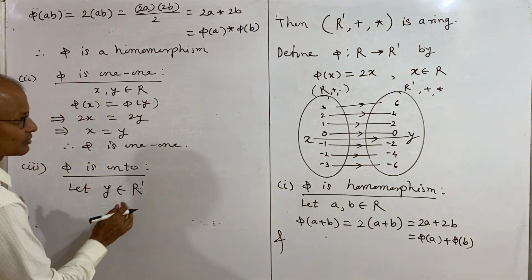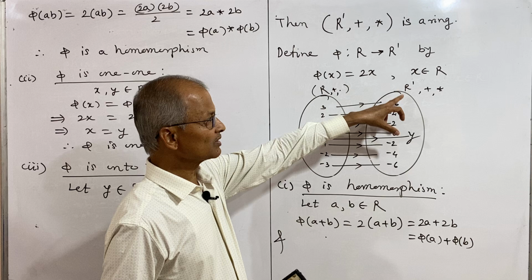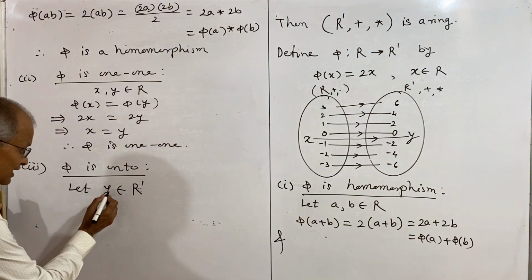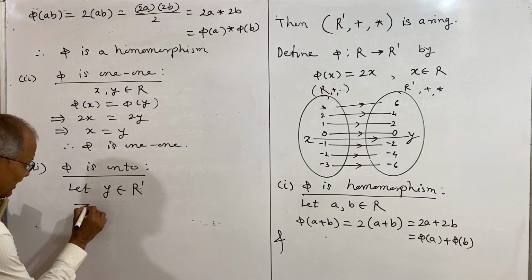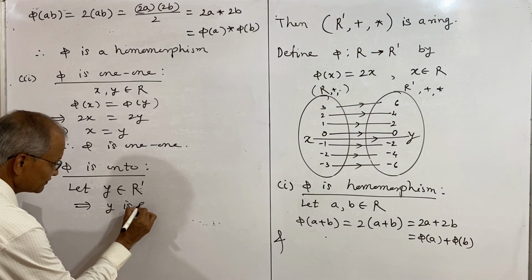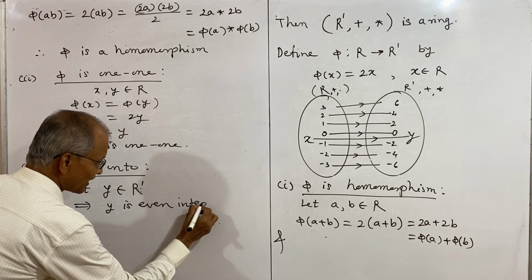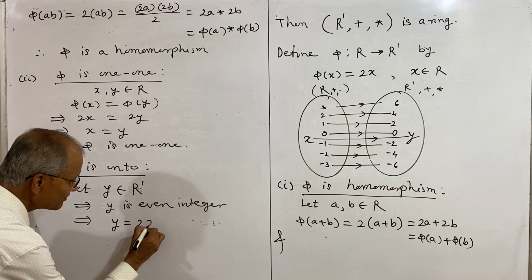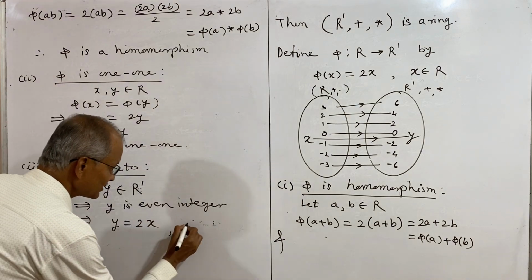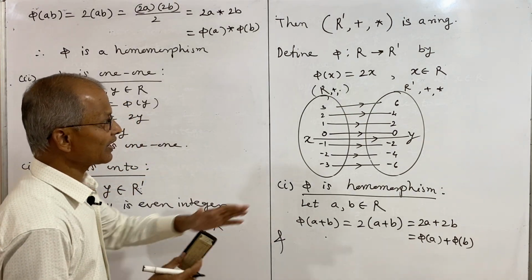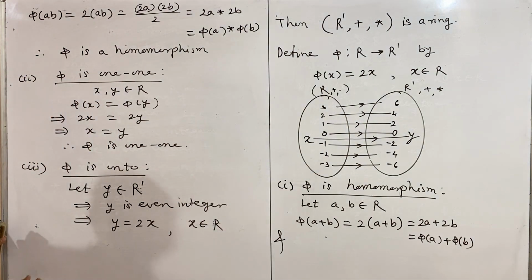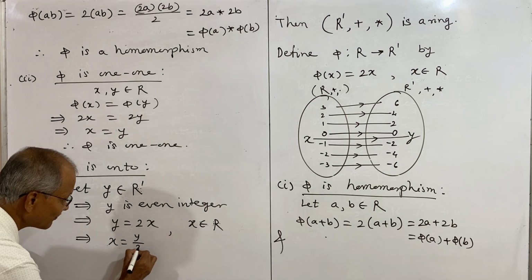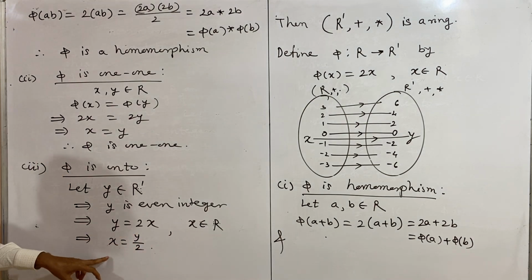So let y belongs to R dash, and what is R dash? R dash is the set of even integers. So therefore y is an even integer, and every even integer can be written as 2 times an integer x. And what is x? x is an integer, x belongs to R, and therefore this implies x is equal to y upon 2. From this, x is y upon 2.